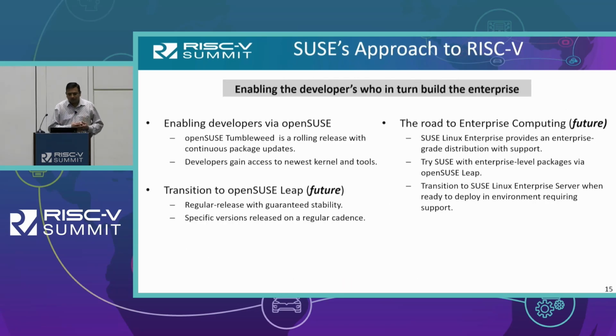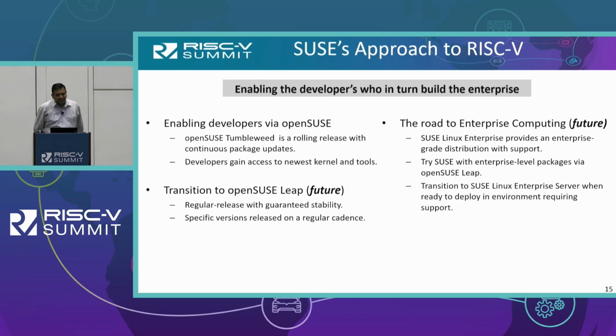Moving to SUSE. What does SUSE do for RISC-V? SUSE's approach to RISC-V has been that they want to enable the developers, who in turn build the enterprise. So they provide all the tools and utilities to the developers, and they in turn build the enterprise operating system. The first step is to enable developers via openSUSE, which is a free public version of the offering. The Tumbleweed release is a rolling release, which is part of openSUSE.